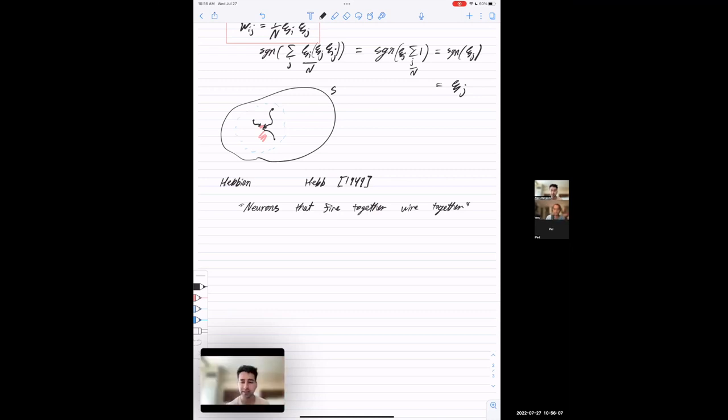And one of the beautiful things about this rule, which is called Hebb's rule, is that it's basically just saying if S_i and S_j are correlated, or anti-correlated, whatever you want to say, then W_ij should be, in this particular case, positive, respectively negative. Hopefully that's coherent from the way I wrote it.